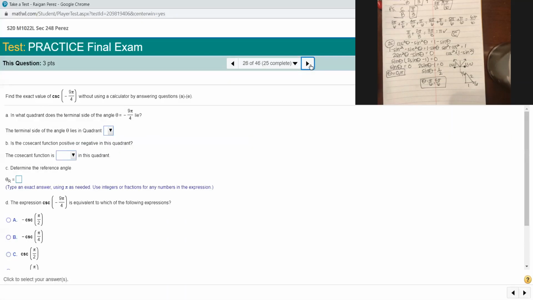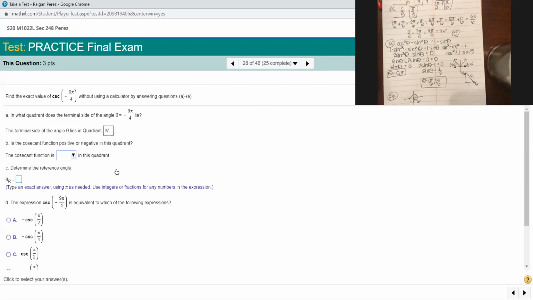26. All right, find the exact value of secant of negative 9 pi over 4 without using the calculator. So where does 9 pi over 4 lie? So we're counting negatively. So 4, 8, 1 more would be 9. So that's in quadrant 4.